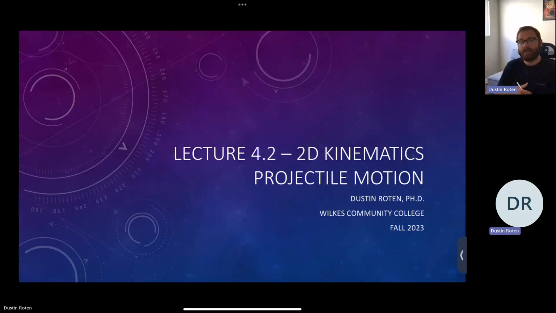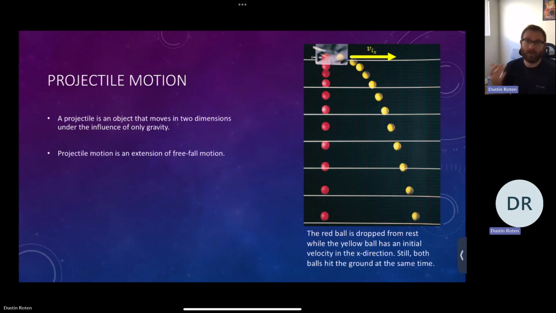And it won't be as crazy as some of the parametric equation examples that we talked about in the last lecture. These will all have the same form. It's just that they will have slightly different initial conditions depending on what we're looking at. But essentially with projectile motion, a projectile is just an object that moves in 2 dimensions only under the influence of gravity.